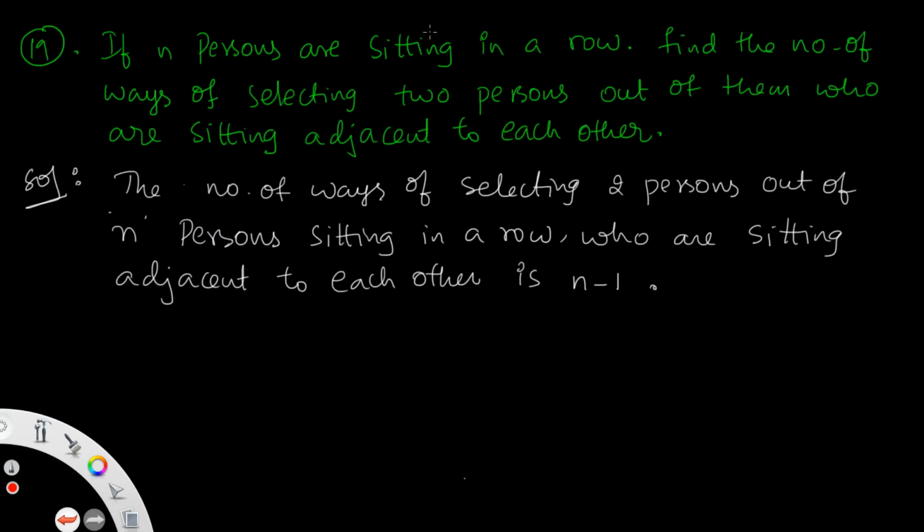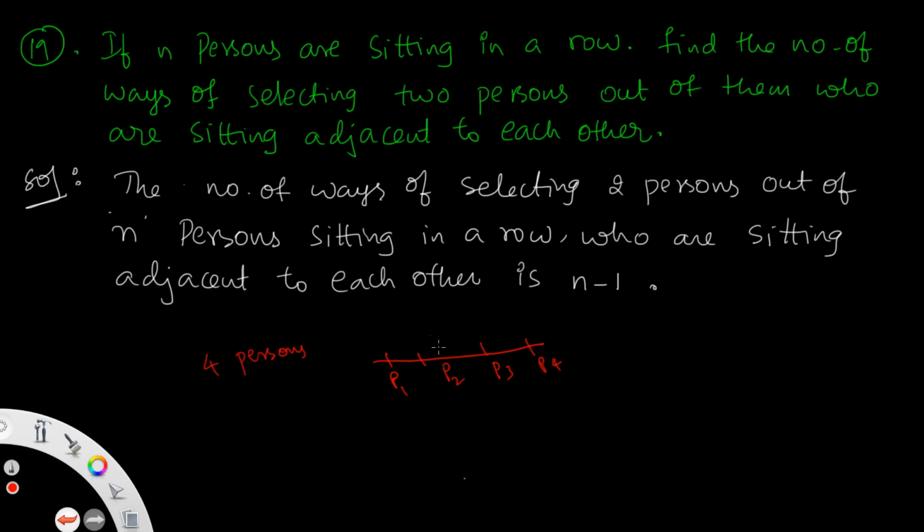If there are n persons sitting in a row, find the number of ways of selecting 2 persons out of them who are sitting adjacent to each other. Now, for our convenience, I am taking some example. Suppose 4 persons are in a row: first person, second person, third person, and this is the fourth person. Find the number of ways of selecting 2 persons out of them who are sitting adjacent to each other.